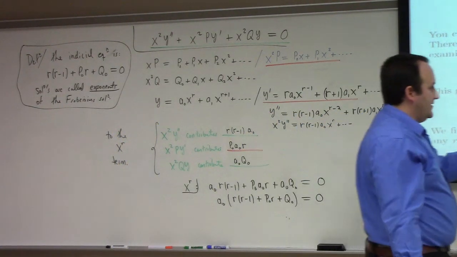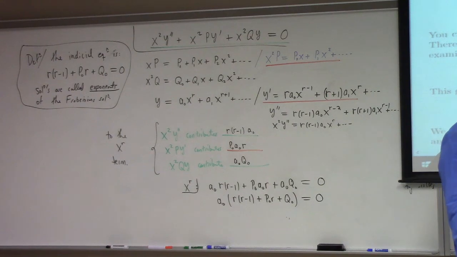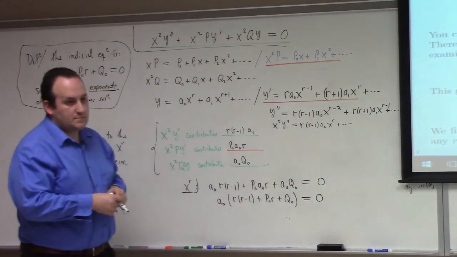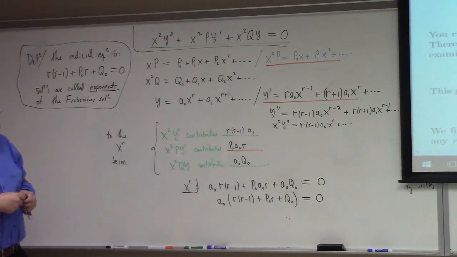So there it is. Despite my many typos leading up to this, I did find r times r minus 1 plus r p naught plus q naught, just like we found together just now. I just want you to understand it's nothing that profound. It's just plugging in the Frobenius solution and going order by order carefully. Okay? You can hit the lights again.